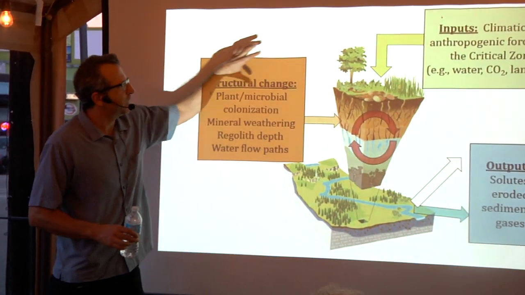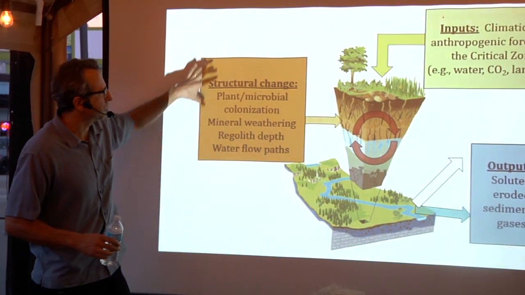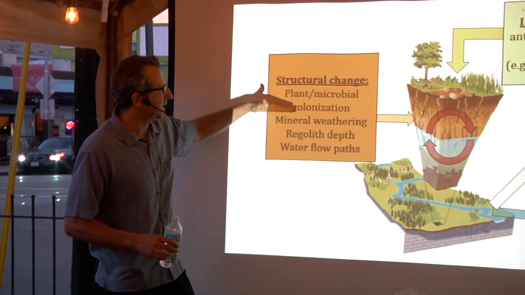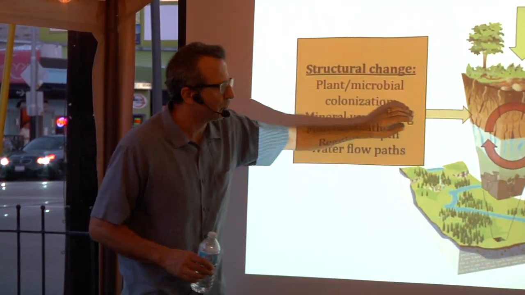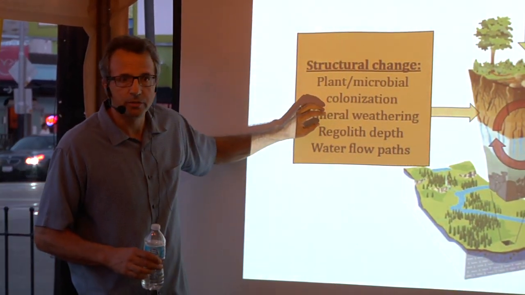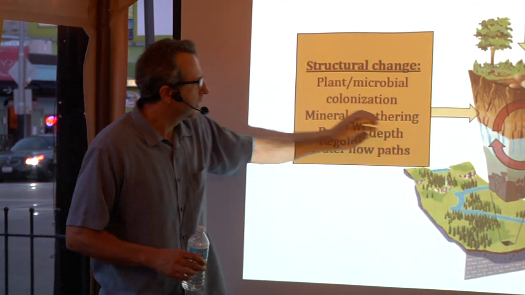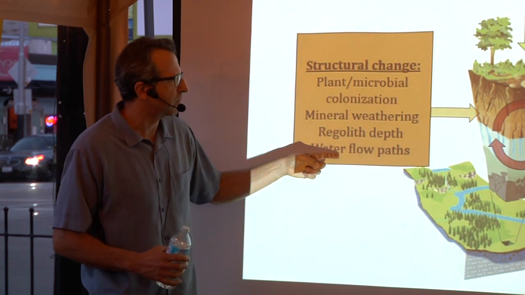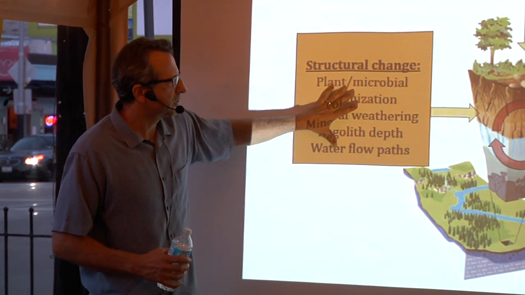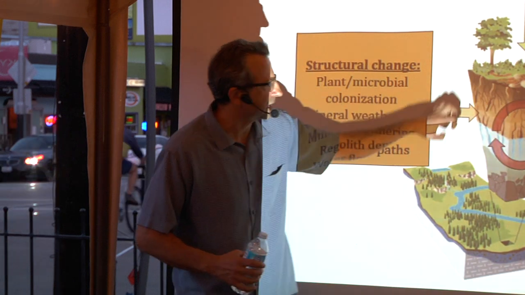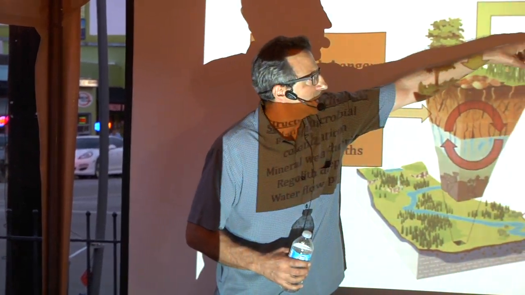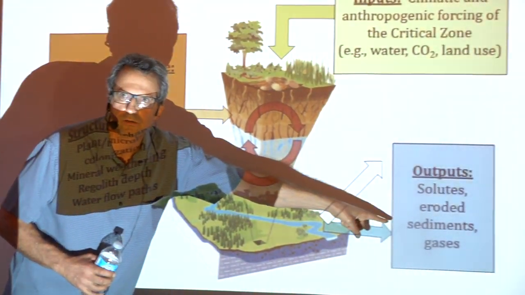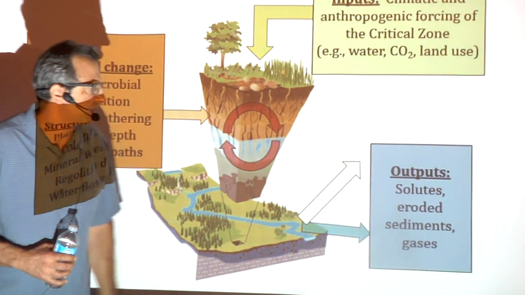We then examine how those climatic inputs affect structural changes within the critical zone in terms of plant and microbial colonization, so biological activities, mineral weathering, or geochemical activities in the critical zone, the development of regolith depth, the depth of the weathering profile, and water flow paths. Because this structuring that occurs internally then affects the relationship between inputs and outputs in terms of stream discharges and water delivery that we get from different landscape locations.